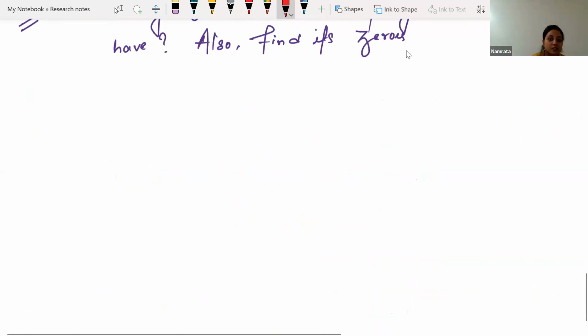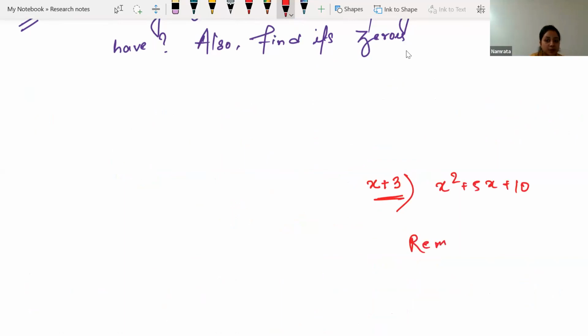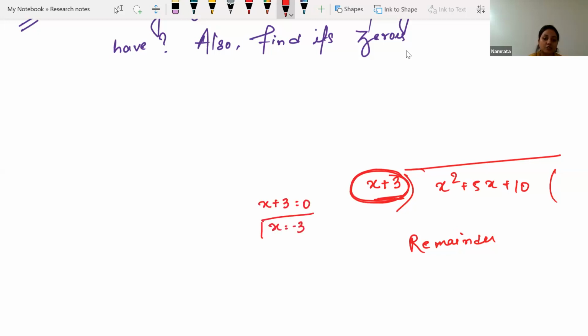The rule was like this. What will be the remainder when we divide, let's say, x square plus 5x plus 10 by x plus 3? The remainder theorem says that rather than doing this long division, there is a shorter method to find the remainder. Recall it. That method was to find the zero of this divisor. The zero of this divisor will be x equals minus 3. Substitute it in your dividend and then automatically you will get the remainder.